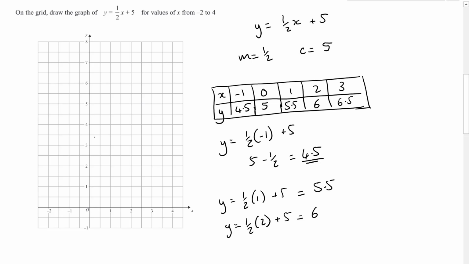So if we go to 0, it goes through 5. If we go to -1, we get to 4.5. And then if we go to 1, we get to 5.5. Then we go to 6, then 6.5, then 7, and then we come backwards, we'll go down to 4. And then we can draw a straight line through all of these points using a ruler, and that is your graph. Okay.